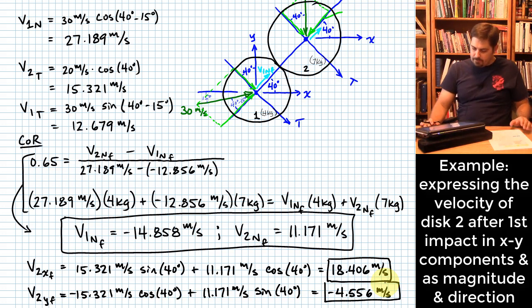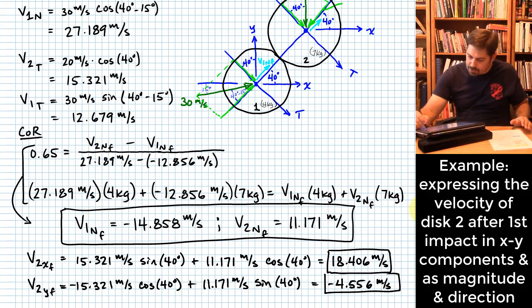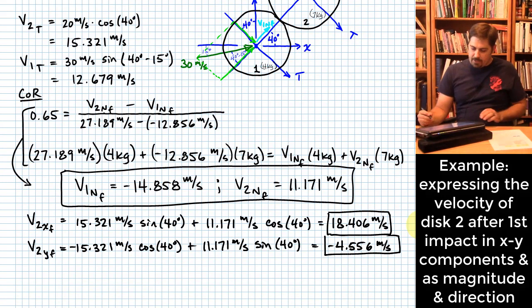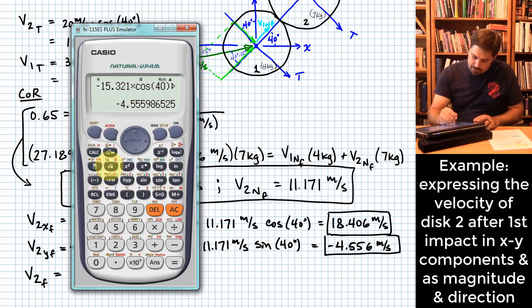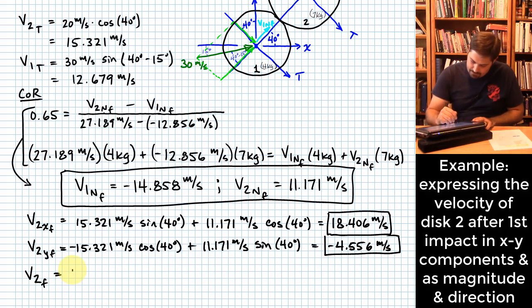Okay, and those are, if we want to express it in components. That's how we would do that if we want to just figure out what the overall final velocity is. We take the square root of the sum of the squares of those values. So square root of that last value we had squared plus 18.406 squared. That gives us 18.961 meters per second.